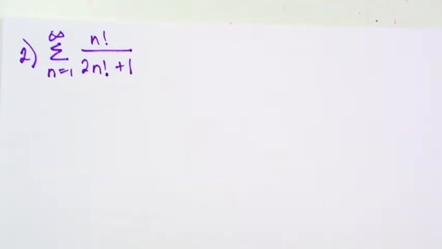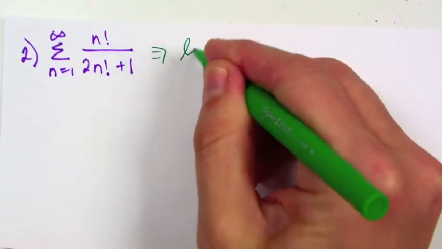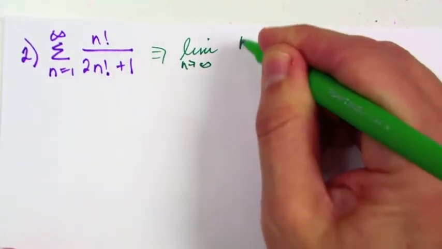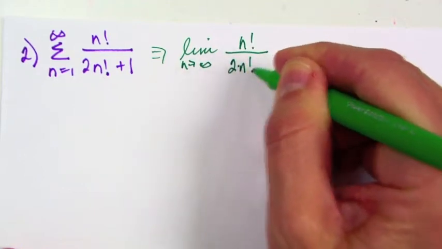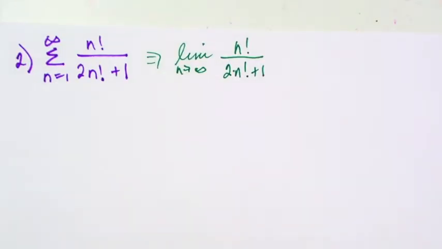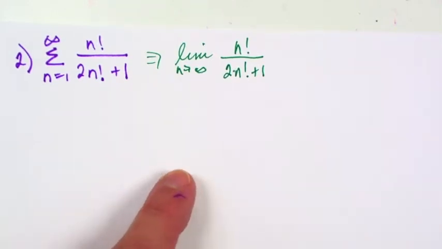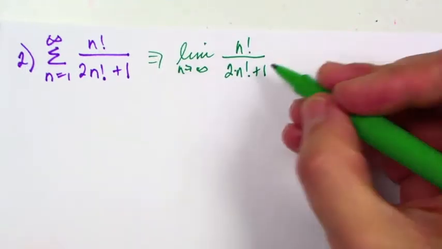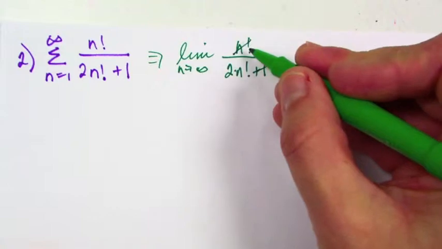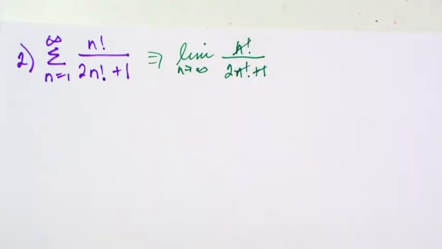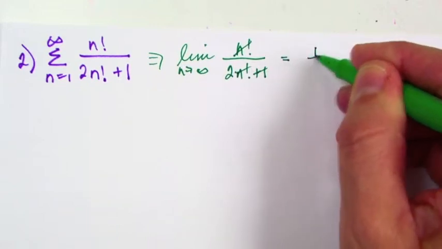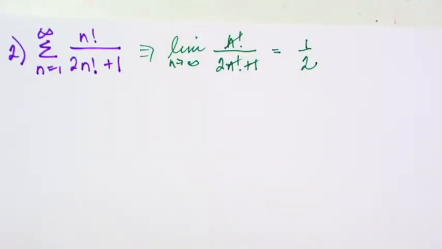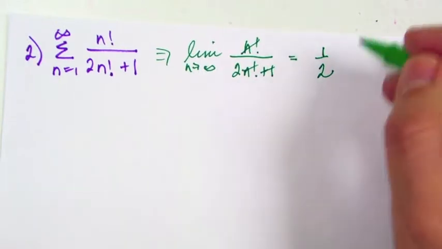Correct. So the first thing I'm going to do is rewrite this thing as a limit problem. I've got the limit as n goes to infinity of n factorial over 2 times n factorial plus 1. And what Kevin just mentioned is that as n goes toward infinity, this plus 1 becomes insignificant, right? So then what happens? The n factorials cancel out, right? And what do you end up with? 1/2. So what do I automatically get to say about that series? It diverges.